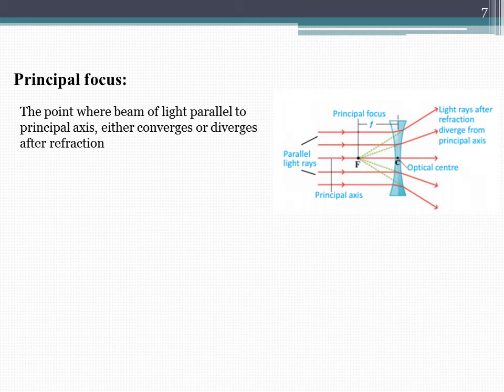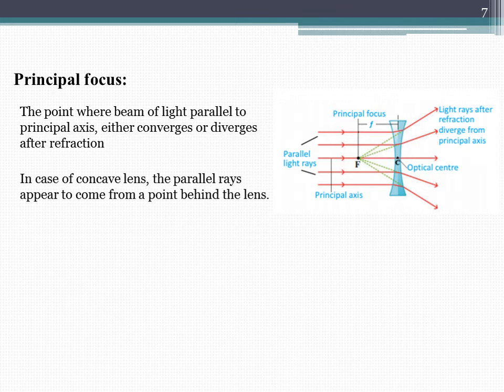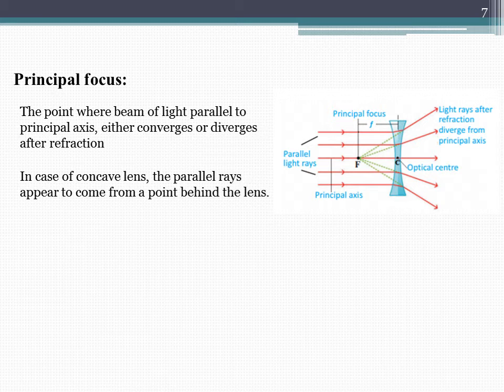Principal focus is the point where a beam of light parallel to the principal axis either converges or diverges after refraction. In case of concave lens, the parallel rays appear to come from a point behind the lens. As shown in this figure, the principal focus is on the left side of the lens, denoted by capital F, while in case of convex lens, it is on the right side of the lens.